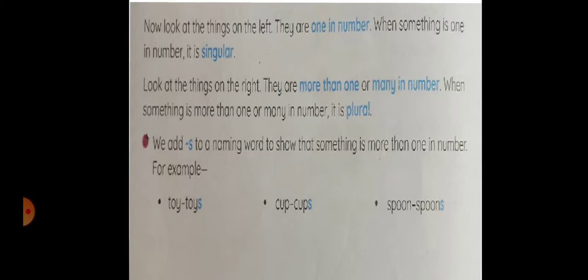Now look at the things on the left. They are one in number. When something is in one number, it is called singular. Look at the things on the right. They are more than one, or many, in number. When something is more than one or many in number, it is a plural form. Yes, we add s to a naming word to show that something is more than one in number. For example, toy, toys, cup, cups, spoon, spoons.